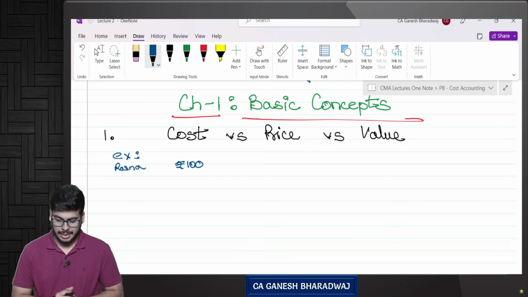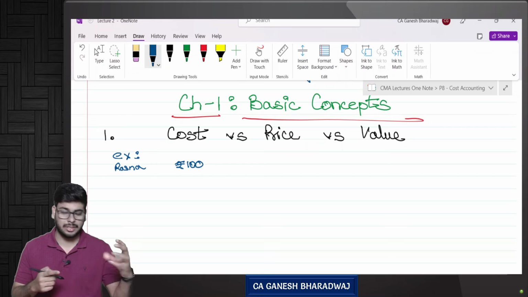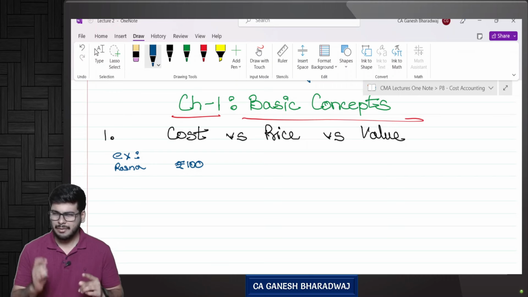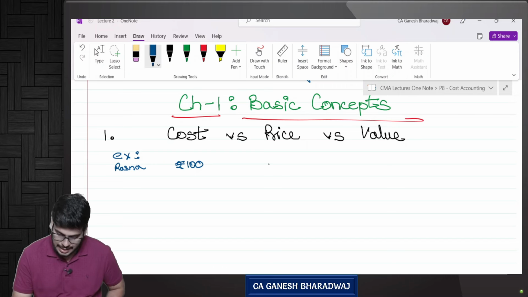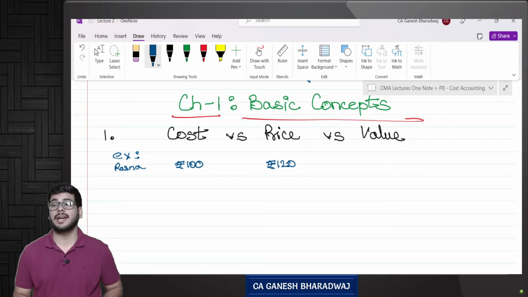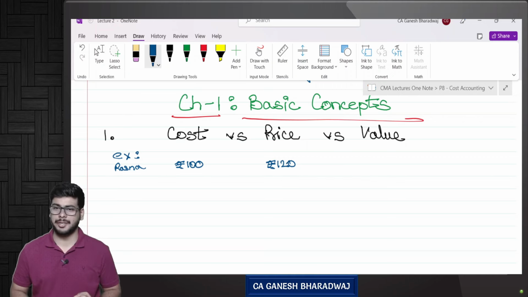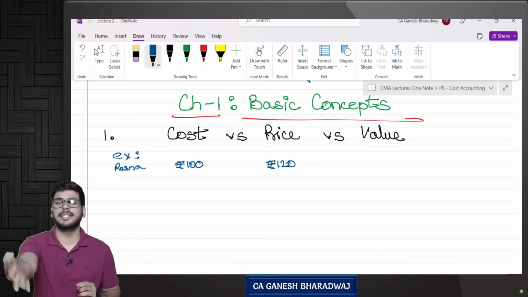Clear? Yes. Now, what happens? This 100 rupees that is costing him, will he sell it at 100 rupees? No. He will sell it definitely after keeping a margin. Let us say he sells this at 120 rupees. So basically what he does is, he incurs a cost of 100, and then he fixes a selling price of 120 and sells it to you.